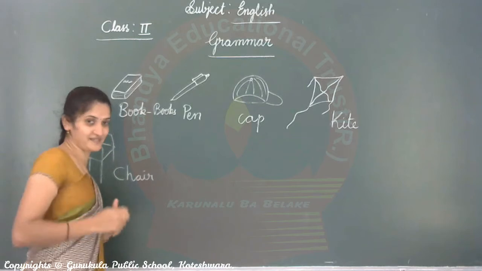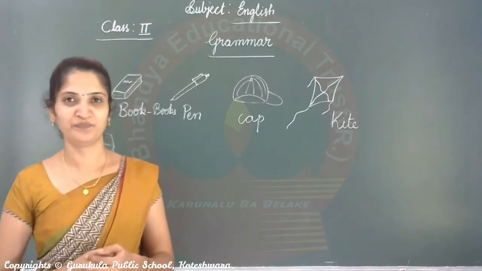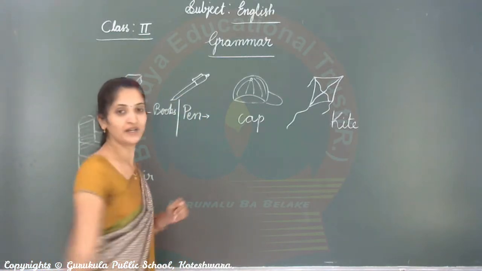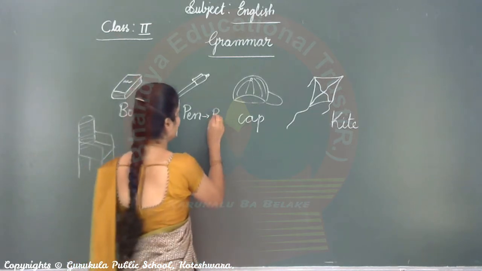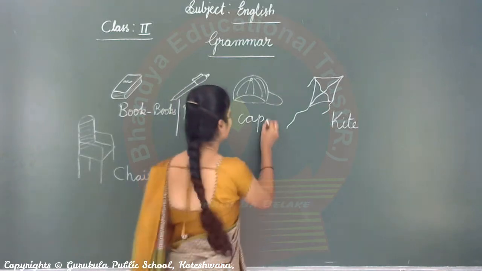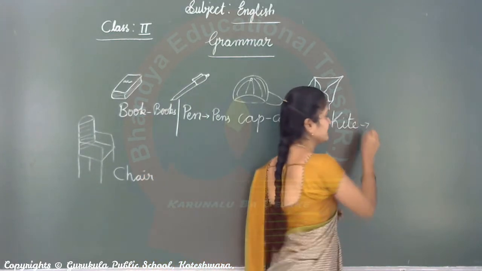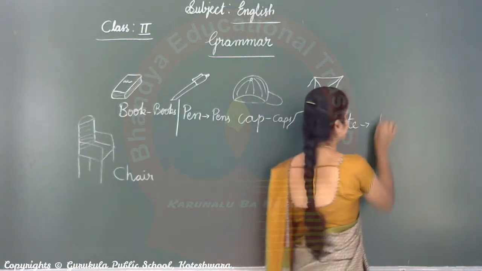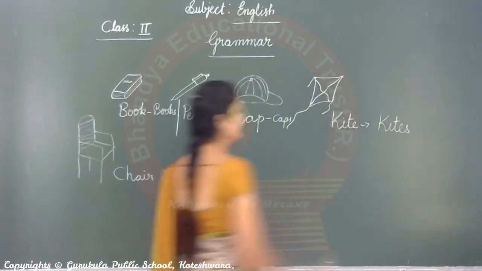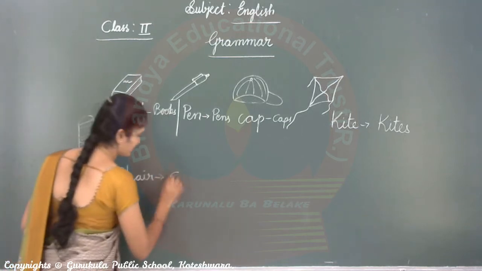Books. Add S, right? Then, if it is more than one pen, what will you write? Pens. If it is more than one cap, caps. More than one kite, kites. Right? If it is more than one chair, chairs.